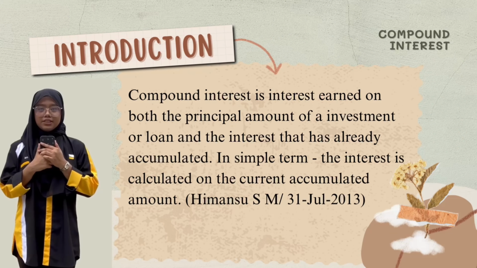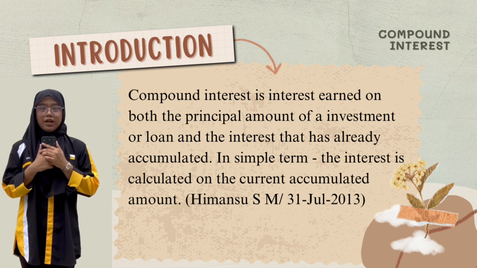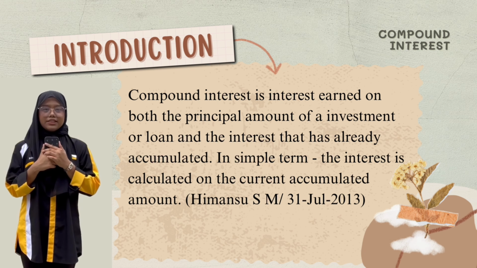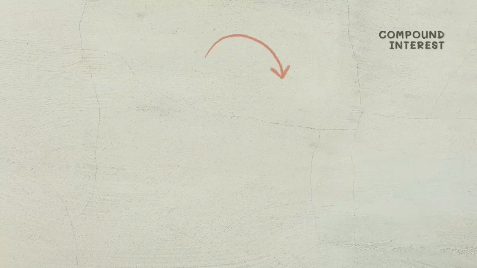Compound interest is interest that is earned on both the principal amount of an investment or loan and the interest that has already accumulated. In simple terms, the interest is calculated on the current accumulated amount.